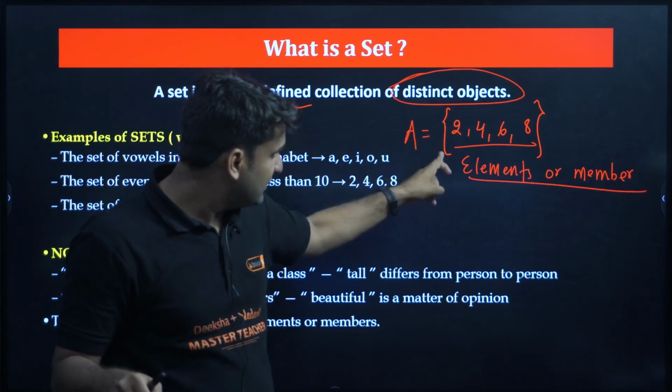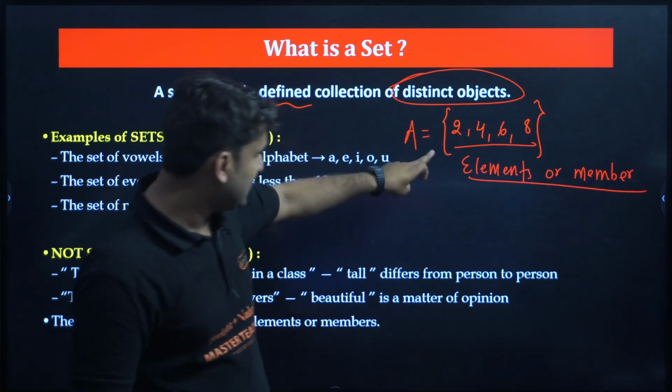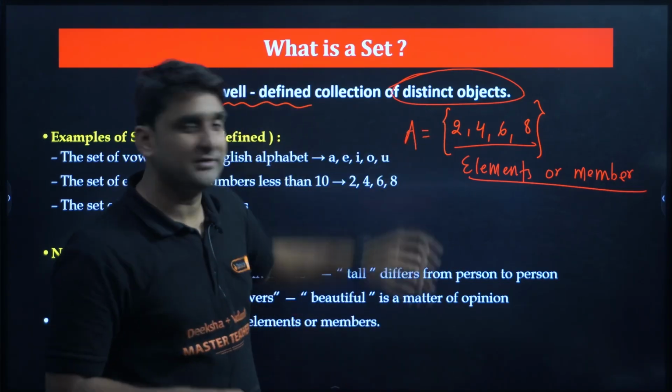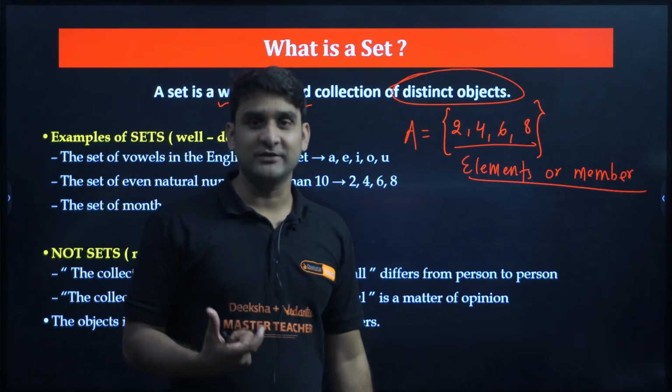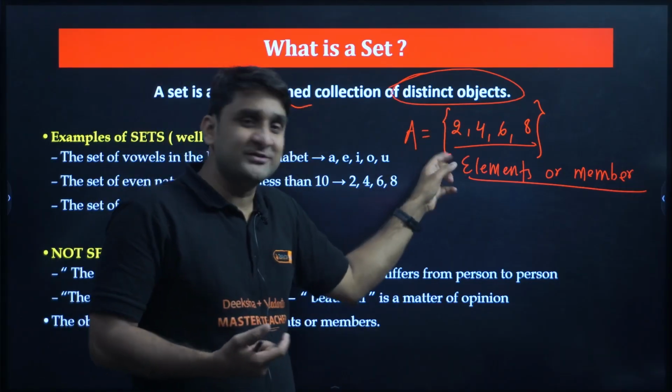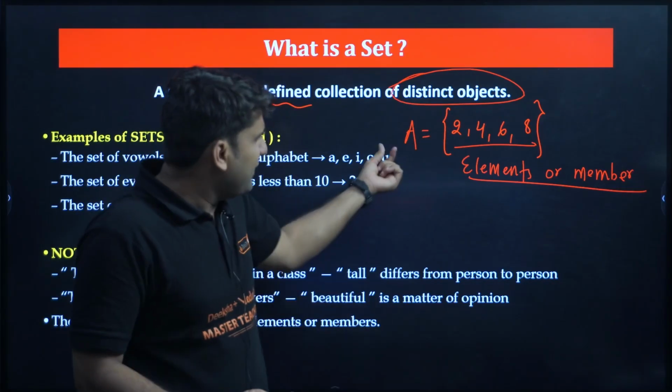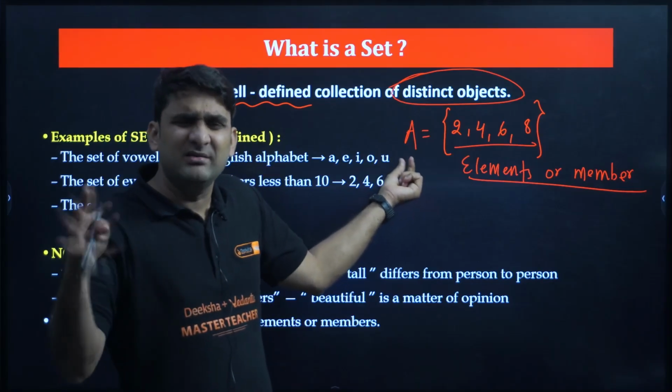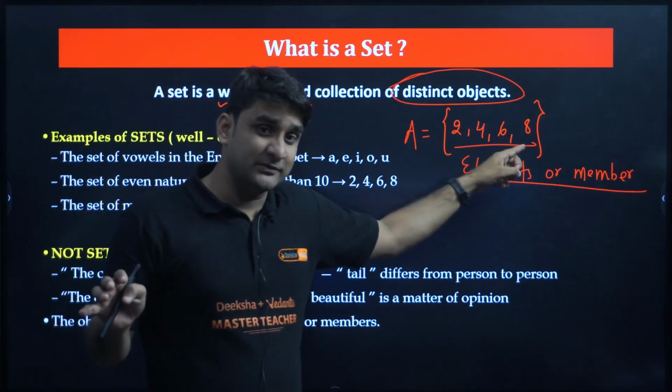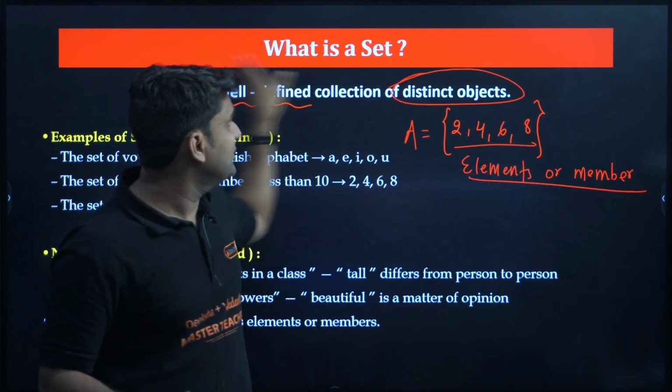Can you see here? Braces. So this is the curly braces. This is called braces, basically. Curly braces. So basically we use these braces to represent a set, and we can name anything. You can write A, B, C, whatever, and these are the elements, and this complete representation is a set.